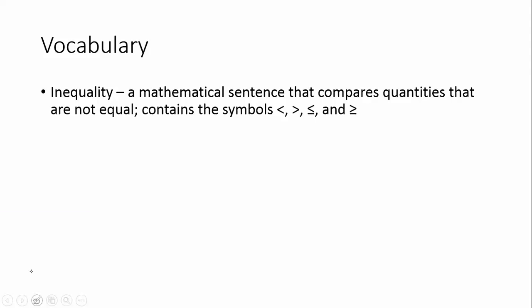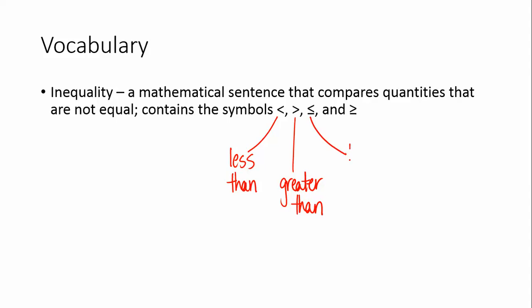And let's label these so that we know what they all are. So this is less than. Second one is greater than. And then when the line's underneath, it means less than or equal to. And then the last one is greater than or equal to.